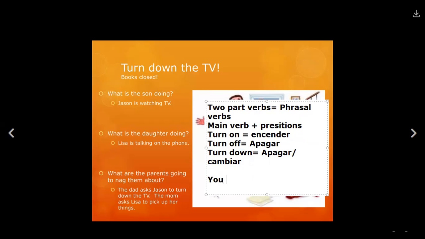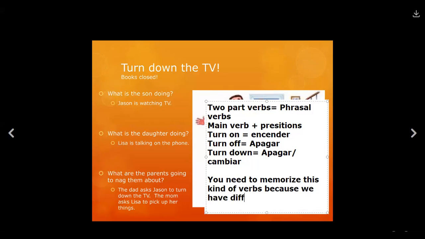You need to memorize this kind of verbs because we have different meanings. And let me give you an example over here.